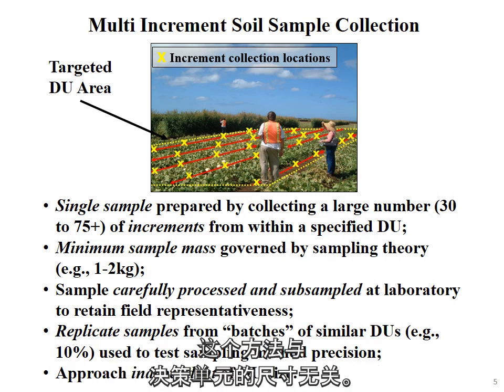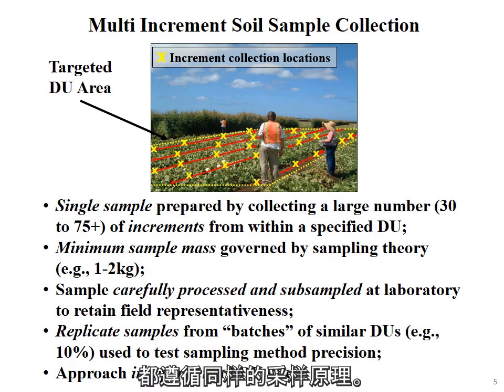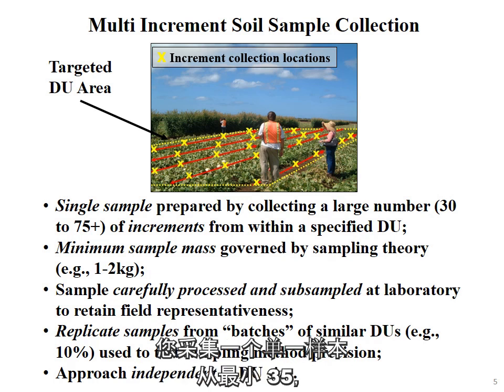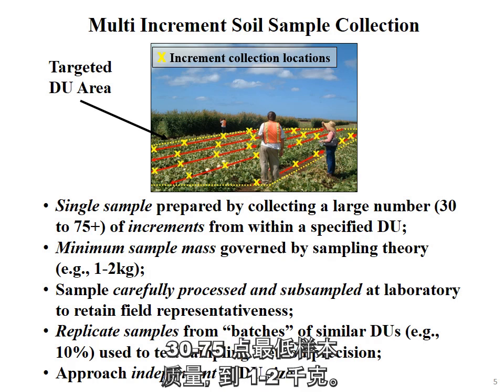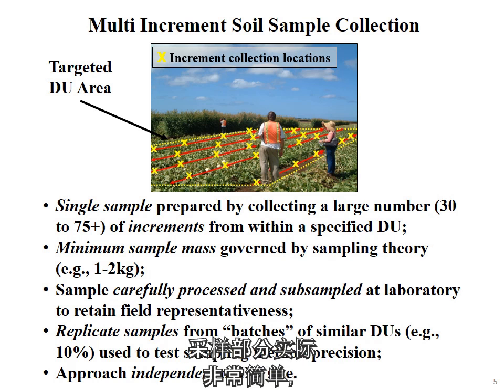This approach is independent of the size of the DU. Whether it's the size of your cubicle or your table, or several thousand acres or a 100-acre field, the same sampling theory rules govern. You collect a single sample from a minimum of 30 to 75 points, minimum sample mass 1 to 2 kilograms. So again, the key point is how you designate the DUs. The sampling part actually becomes pretty simple, at least in concept. Logistics may be a little bit more complicated.